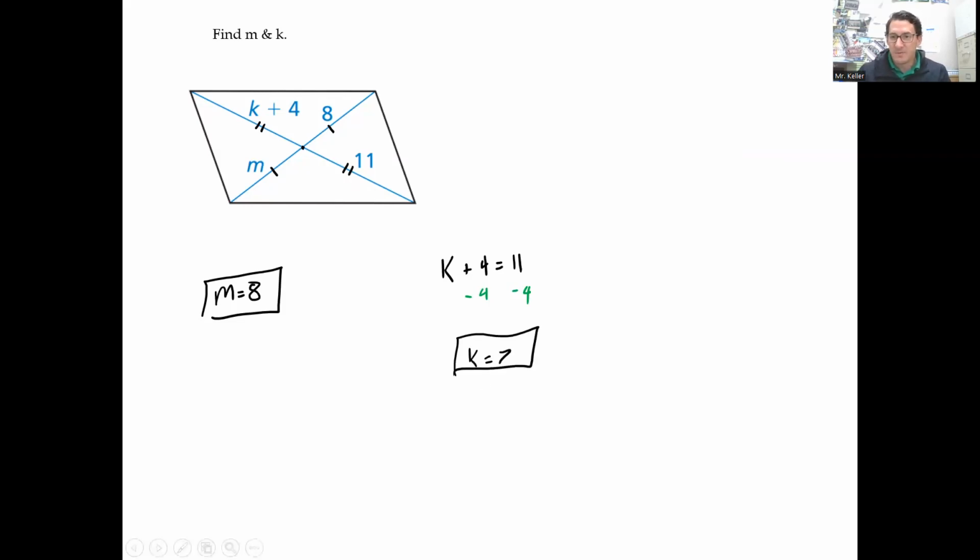And that will do it for the lesson today. I think more parallelograms next time. I'm honestly not entirely sure. But we'll see you next time.